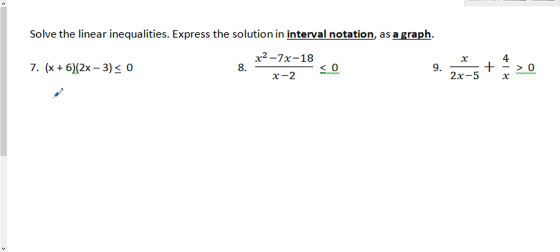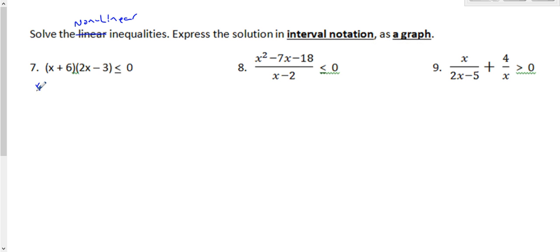This is the second video for the test review of 1.6 and 1.7. So here, again, this is going to be solving non-linear inequalities. We are going to express the solution in interval notation and as a graph. So here, for number 7, we've got two factors of a quadratic already set for us.